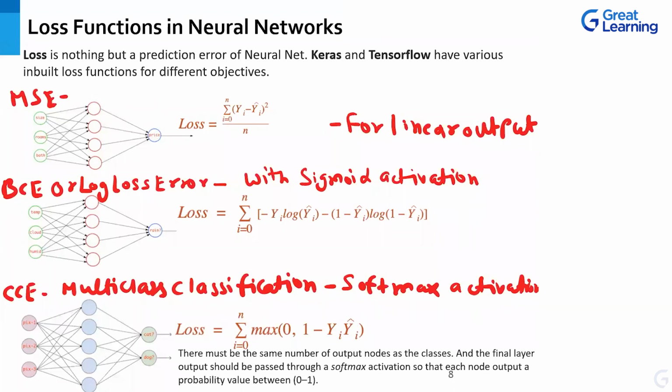BCE, binary cross entropy. This is the same as logistic regression output. If you remember the log loss, it's also called the log loss error, right? Most of you would be familiar with this: minus y log of y hat minus (1 minus y) log of (1 minus y hat). It's the same thing. This is used with sigmoid activation. Why? Because we have a binary classification problem. So in the output layer, we apply sigmoid activation and we get y hat.